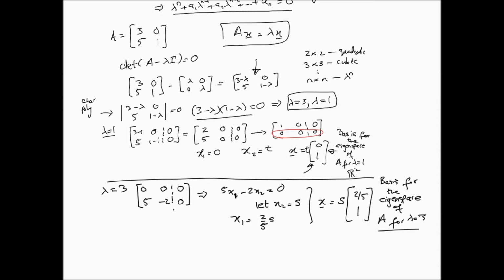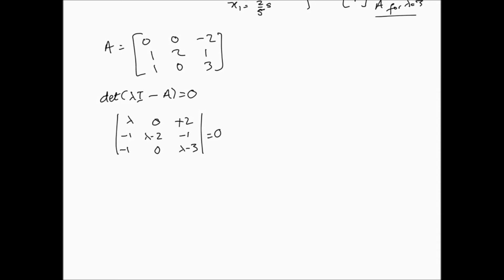Okay, so we found the second basis for the second eigenvalue. Now in this way we can also continue and solve a 3x3 matrix. So I will do that next. We have another example here. This is a 3 by 3 matrix.